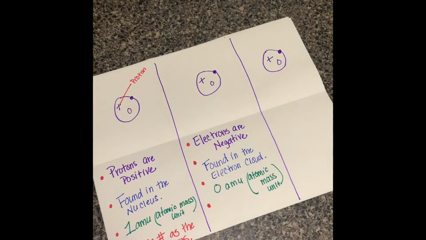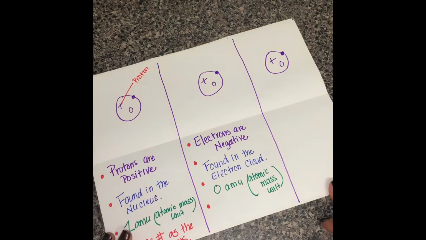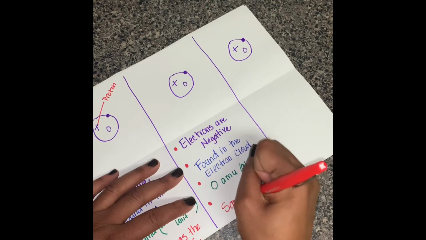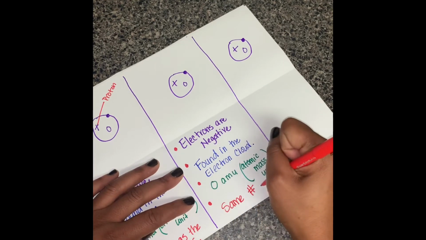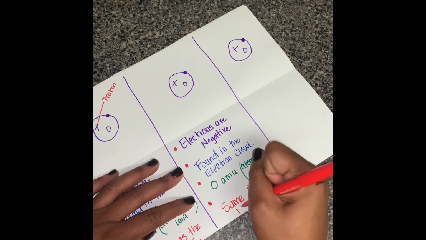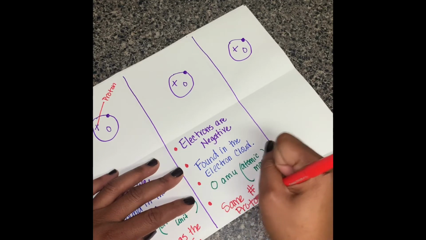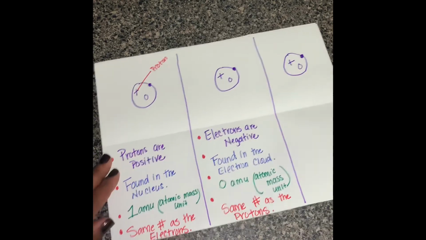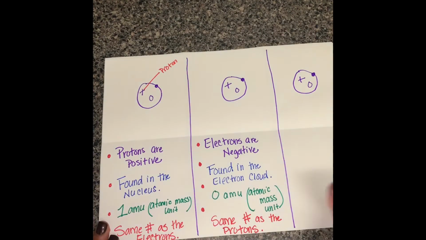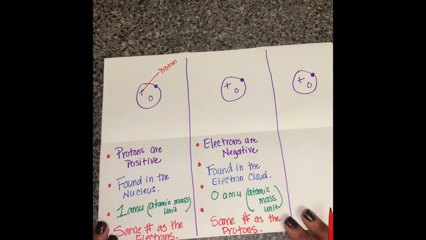And that's why they're able to float around, because they are very light. They have no mass. Now, with them being no mass and found in the electron cloud and negative, they're going to be the same as our protons. So they will have the same amount as the protons. So if your number for protons is 10, then your number for electrons is also 10.